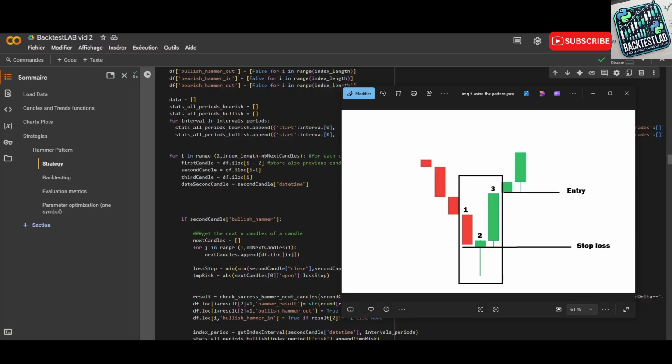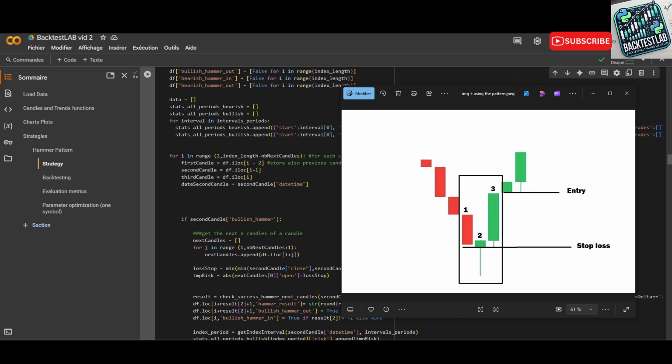After getting these three candles, we want to check, for the second one, are we dealing with a bullish hammer or a bearish hammer? If we are dealing with a bullish hammer, that means we are entering a long position. Otherwise, we are entering a short position. So basically, we are going to get the next n candles. In our parameters, we give, for example, 5 candles. That means we are going to check the next 5 candles.